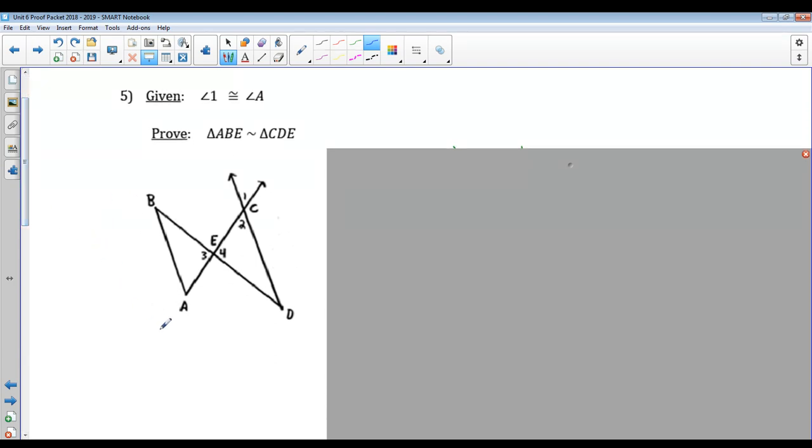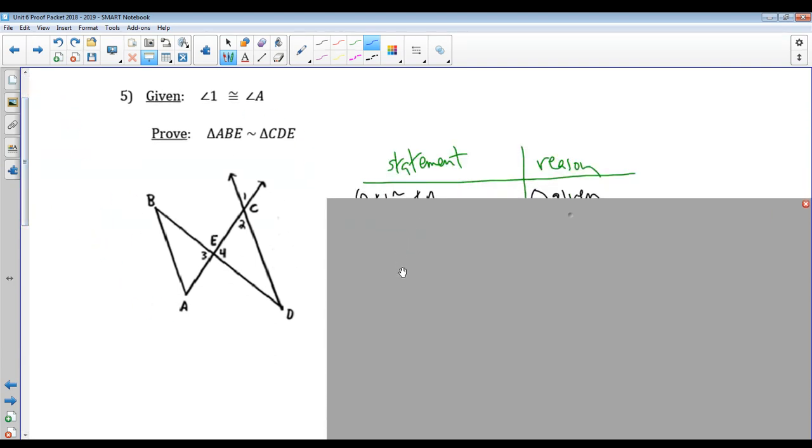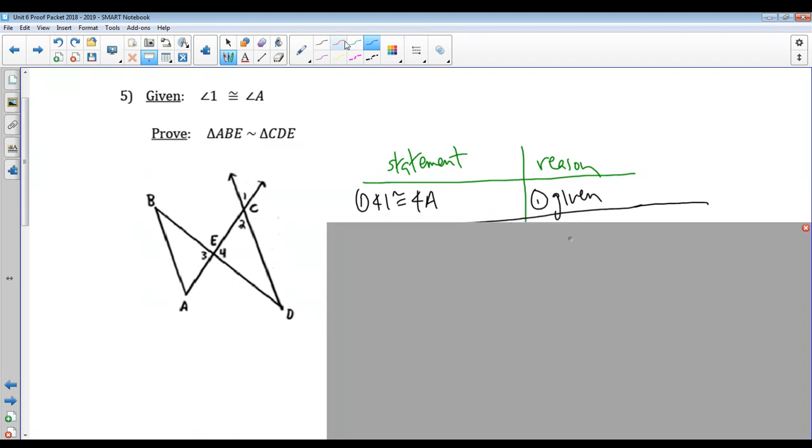Okay, so let's do one more. Again, if you want to try it on your own, you can. I'm going to mark my givens in first. And actually, this is interesting. We have something new in this problem. We have an actual set of angles they told us about. So in this given, they told us angle 1 is congruent to angle A. All right, angle 1 is congruent to angle A.